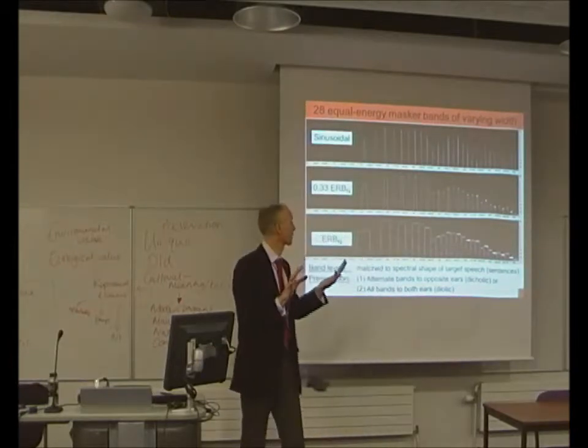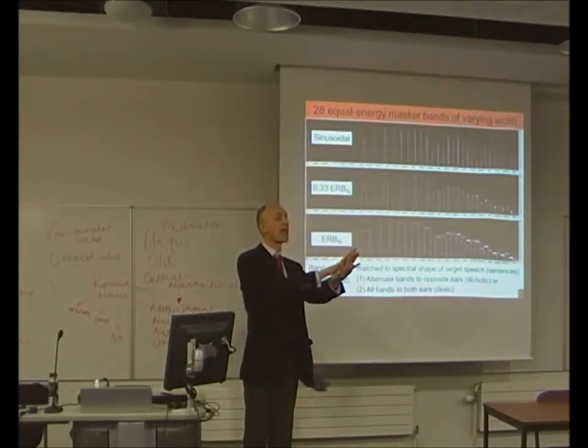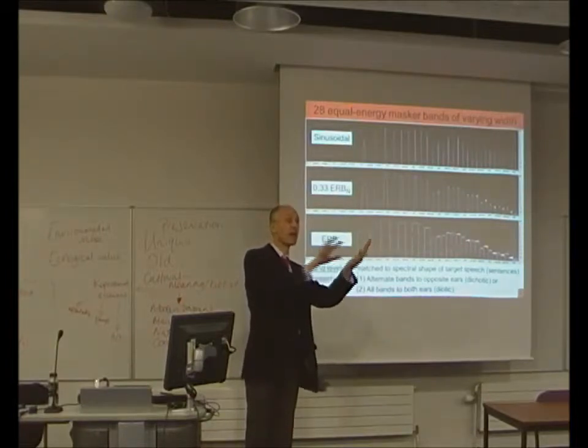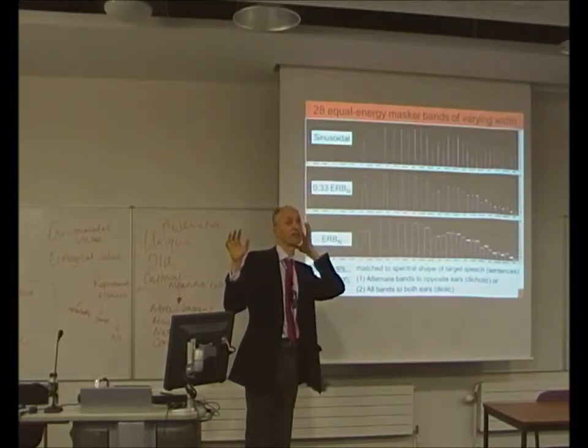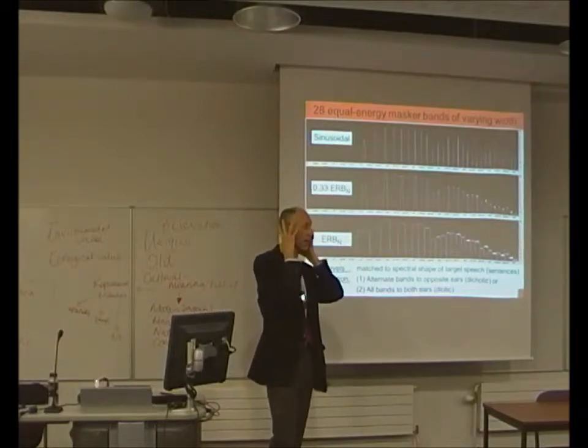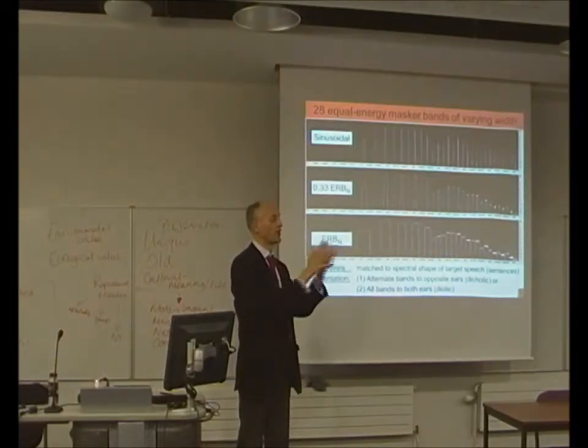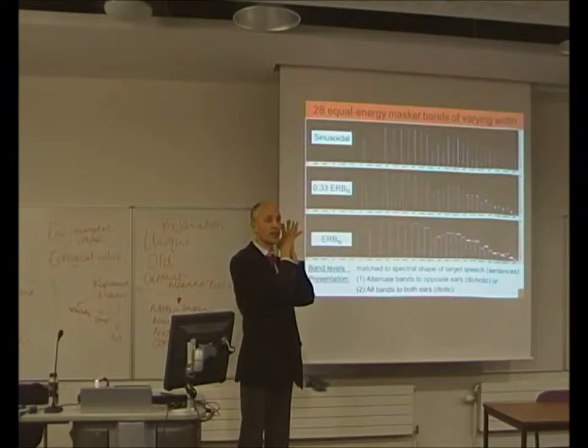And that's called a dichotic presentation. And of course, when you put that band of masker, its associated speech band goes with it. So half the speech bands and the noise bands go to one ear, and the other half go to the other ear. Or we can just present both to the same ears.